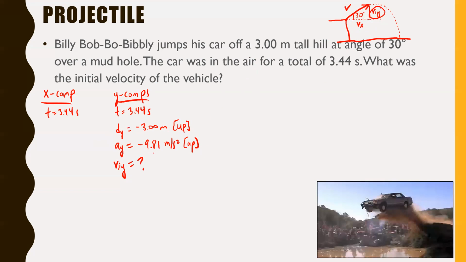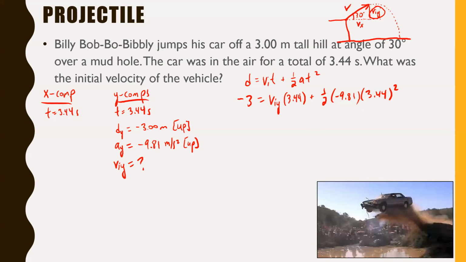So if I have a look at my kinematics equations, the kinematics equation that I'm going to use that has all these things in it is the one that says d equals v_i t plus 1/2 a t squared. Let's throw our numbers in here. We know we have negative 3 equals v_iy times t, which is 3.44, plus 1/2 times negative 9.81 times 3.44 squared. Real exciting stuff here, I know. I'm going to clean up this part of this equation first, the whole 1/2 bit.